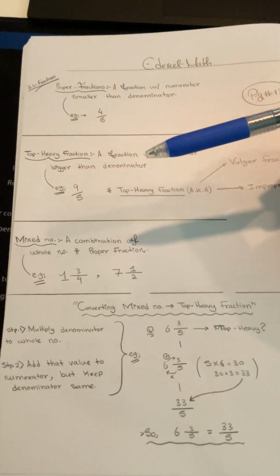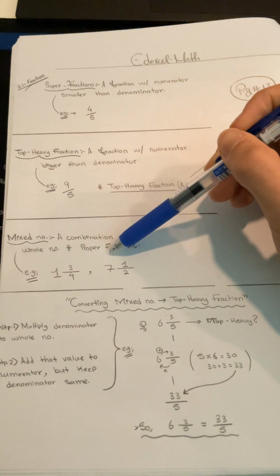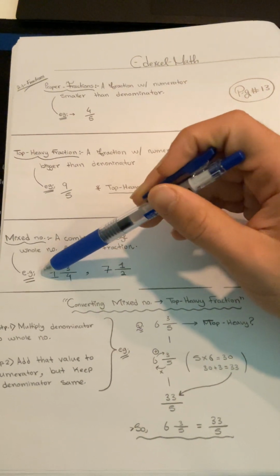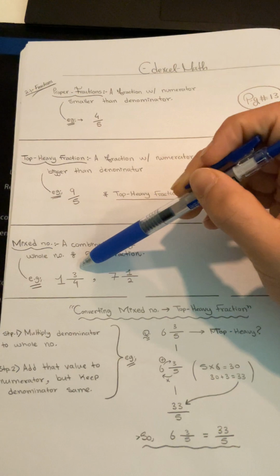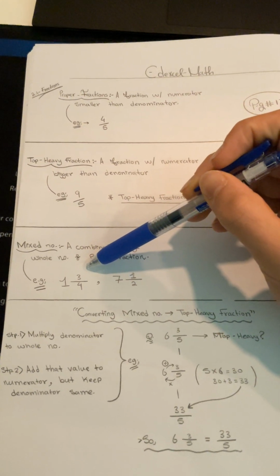Lastly, we have the mixed number. A mixed number is a combination of a whole number and a proper fraction. For example, 1 and 3 over 4. 1 is a whole number on the outside, and then we have a proper fraction with the numerator smaller than the denominator.